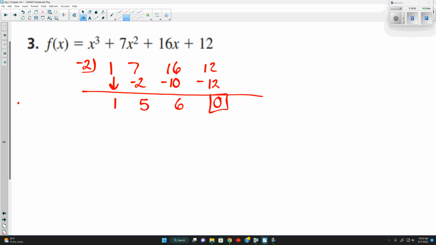Hopefully y'all feel pretty comfortable with synthetic division by this point. Hopefully those will be easy points on the test. Doing these here, fingers crossed. Because the biggest thing is making sure that you do put your zeros in to where they need to go. Now the other one we had was -3. -3 times 1 is -3. 5 plus -3 is 2. -3 times 2 is -6, and 6 plus -6 is 0.